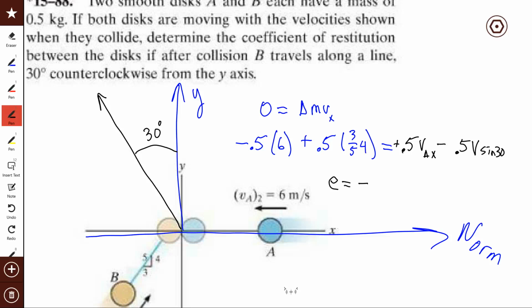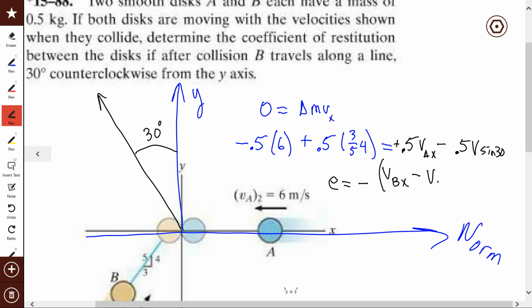Let's see, is that right? Yes. Okay, so it'll be the velocity of departure, that'd be the velocity of B in the X direction minus the velocity of A in the X direction. That's how fast they're separating. You agree? Well, that's what it is, whether you agree or not. And then divided by the velocity of approach.